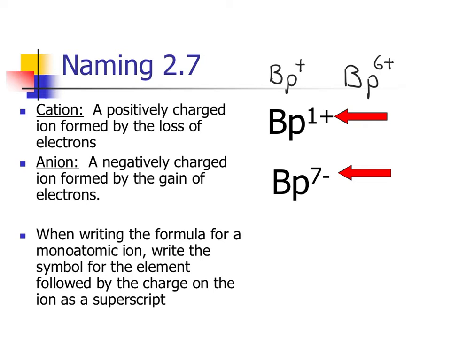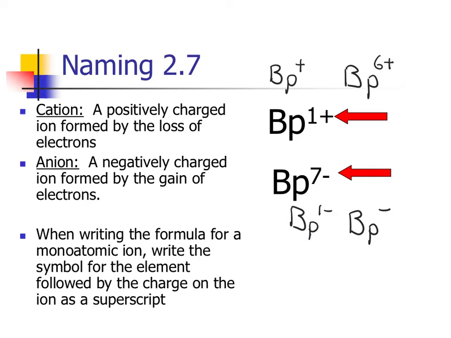Now an anion is a negatively charged ion formed by the gaining of electrons. That's why it has a negative charge, because the electrons are negative. And it is written with the charge in a superscript as well. If, say, we have a compound or an element that has a -1 charge, it would be written as that, or it could also be written as just a negative as well.